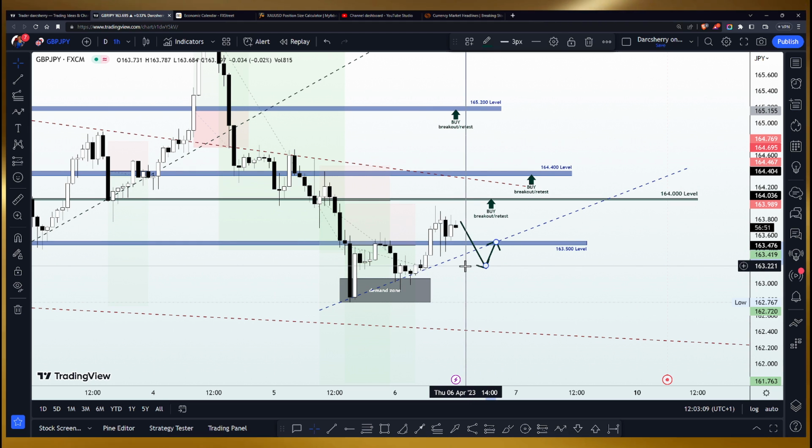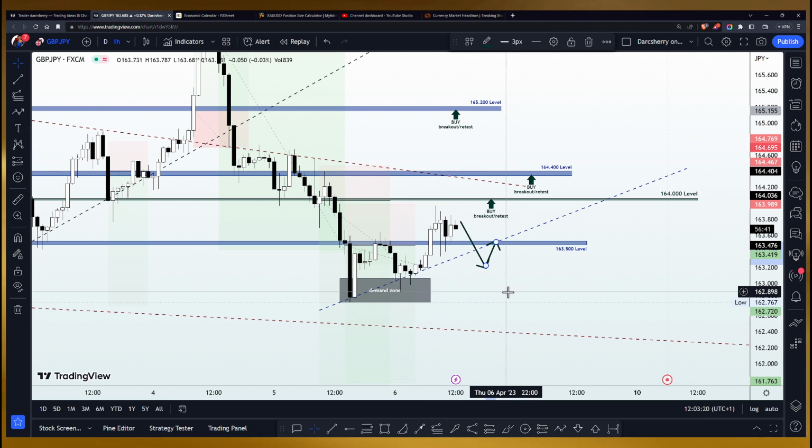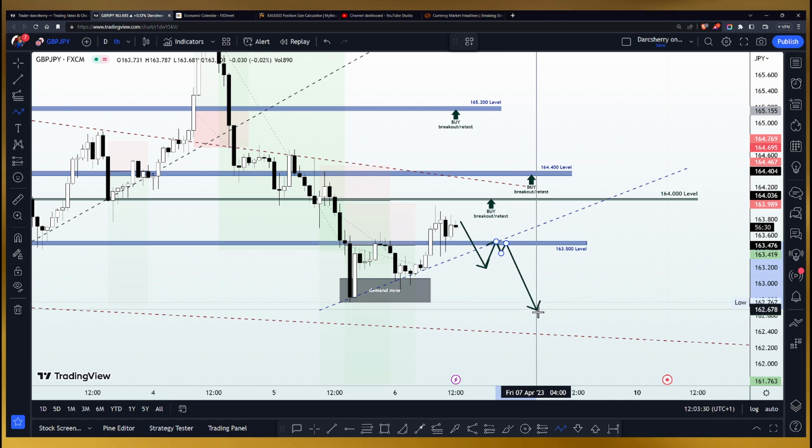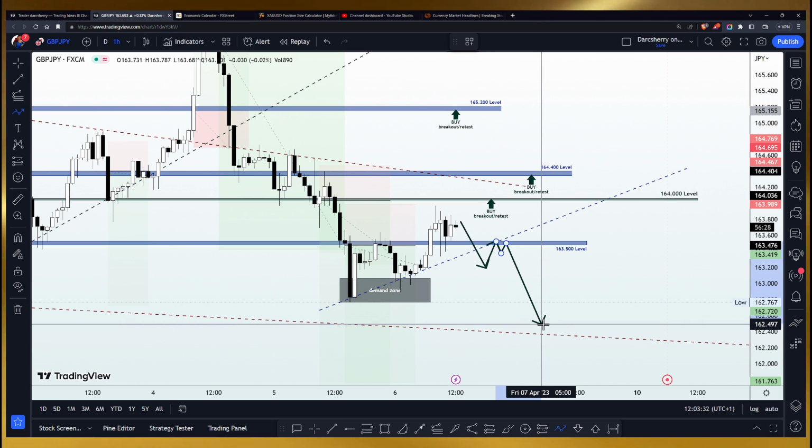It could be your 3 minutes, 5 minutes, your 10 minutes, even your 15 minutes time frame. Look out for retest of structure where price comes back to retest either the bullish trend line or the 163.500, after which we look out for multiple rejections, signs that buyers are finding it difficult to climb above the 163.500 level. Then we can join the bearish move to the downside.